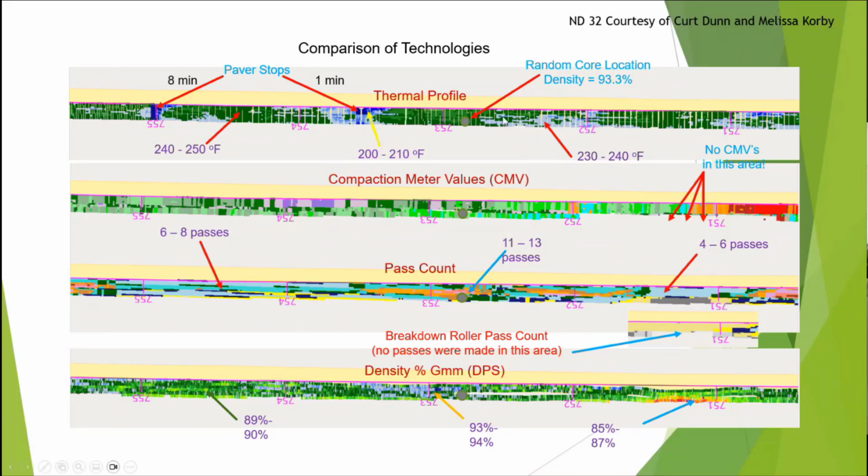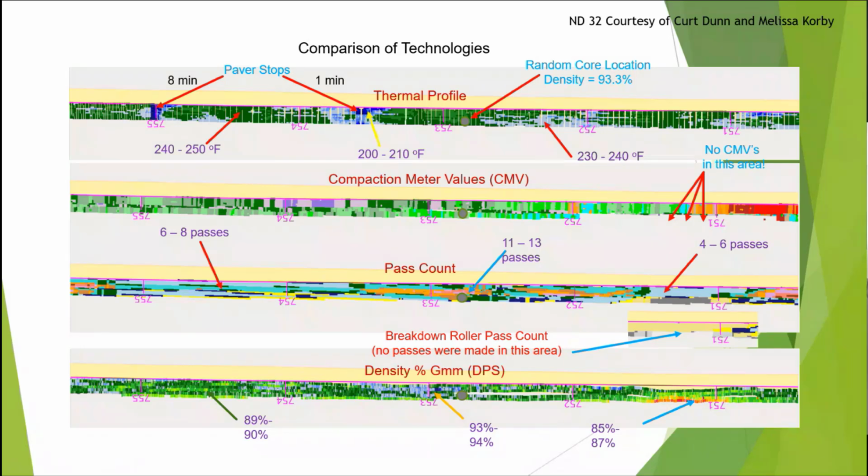So if you take some points here, the random core location on this particular piece of main line was 93.3. You see it on all four traces here, depending on what you're measuring. The DPS at the bottom there showed it was between 93 and 94%. But what's probably more important here, particularly looking at the pass count, the third line down, is some of the variability in the number of passes on any particular spot on that pavement.